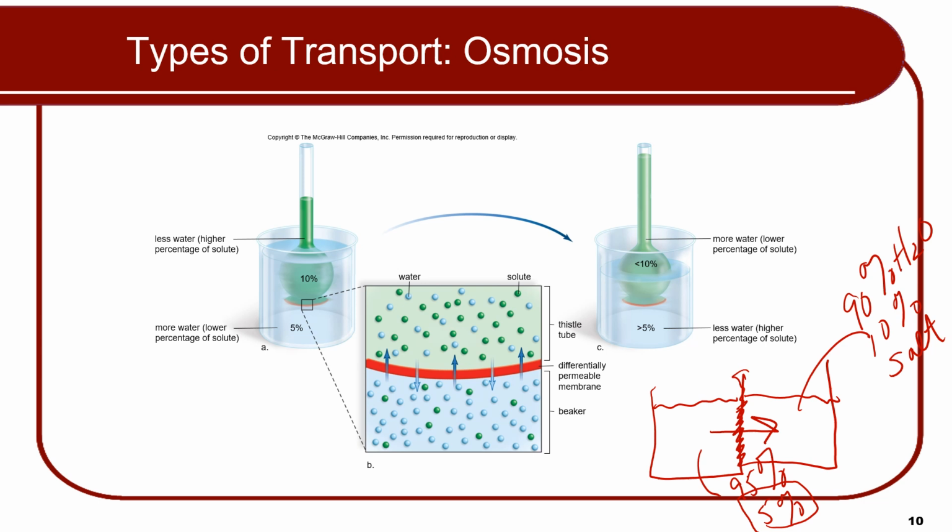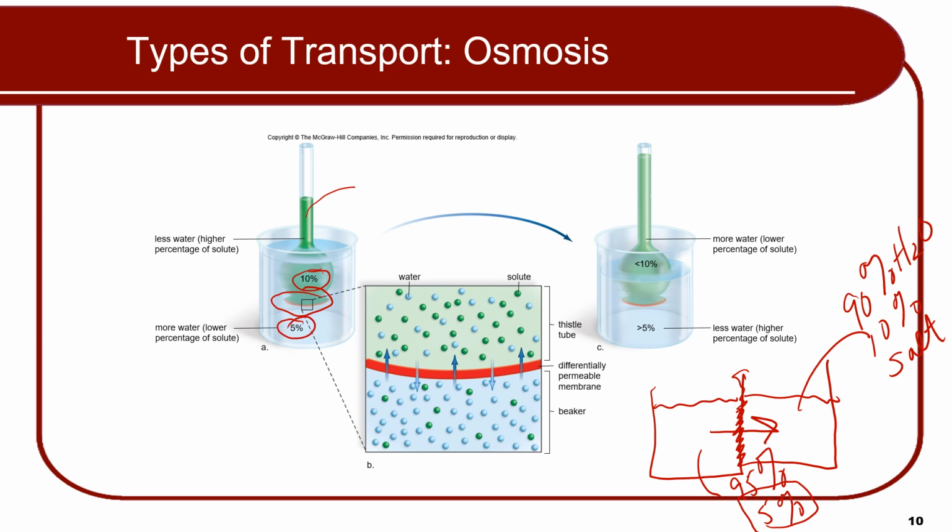So if we had, this is a special kind of a tube called a thistle tube, you don't need to know that. But on the bottom of the tube here is a membrane that water can get through, but the solute can't. So let's say it's sugar this time. So inside of the tube, we have 10% sugar, okay? And in the beaker, we have 5% sugar.